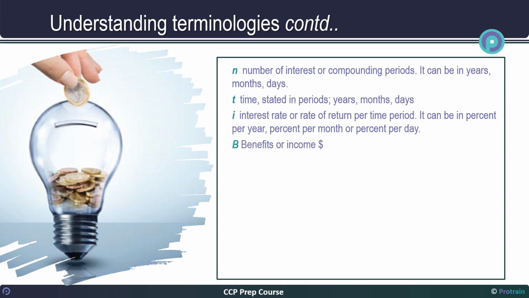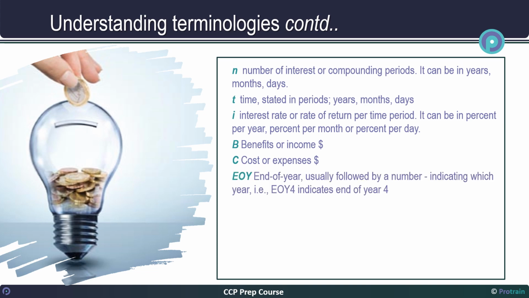B is benefits or income. The unit of this term is dollar. C is cost or expenses. The unit of this term is dollar. EOY stands for end of year, usually followed by a number, indicating which year. In other words, EOY4 indicates end of year 4.